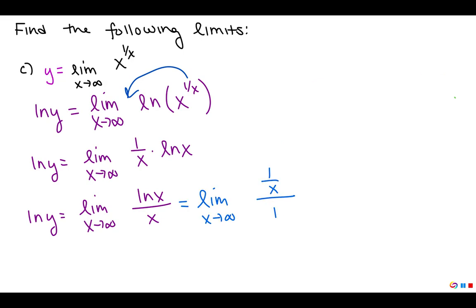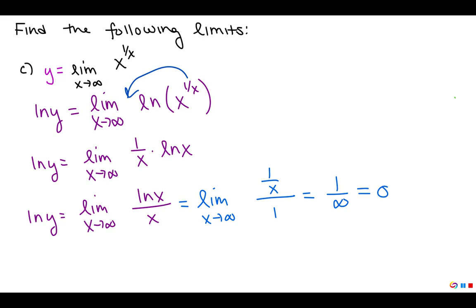So derivative of the top, derivative of ln x is 1 over x. Derivative of the bottom, derivative of x is 1. So now I'm left with ln y equals limit as x goes to infinity of 1 over x. I'm going to plug the infinity in, and I get 1 over infinity, which goes to 0. And so I'm almost done.